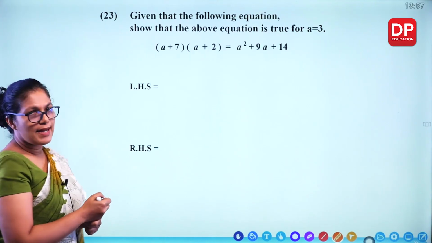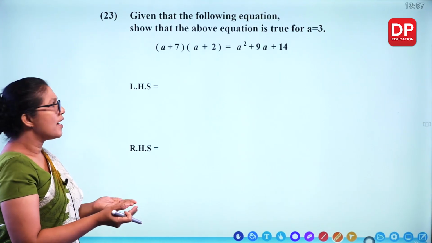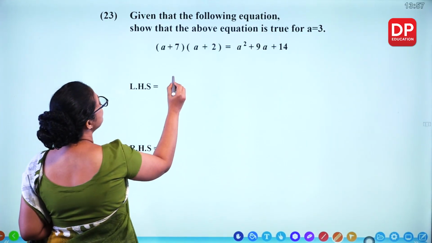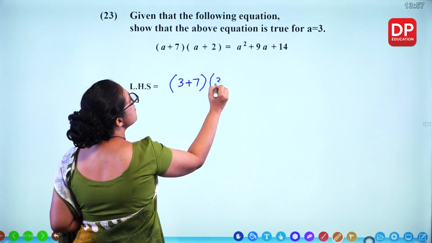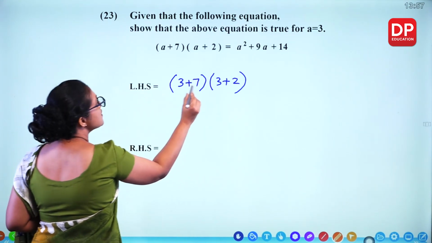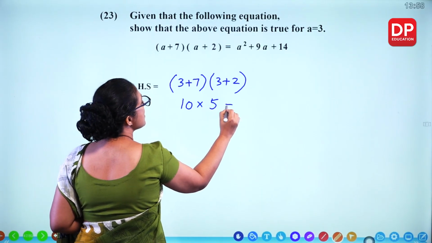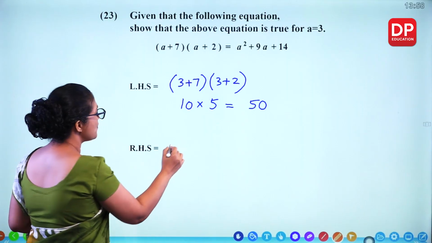Given the following equation, show that the above equation is true for a equals 3. So we'll do left hand side and right hand side and see whether both are equal. So take the left hand side and substitute a equals 3. 3 plus 7, 10. 3 plus 2, 5. 10 times 5, 50.